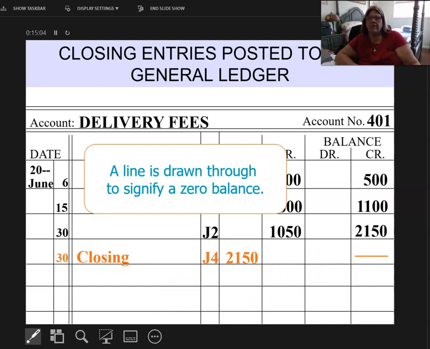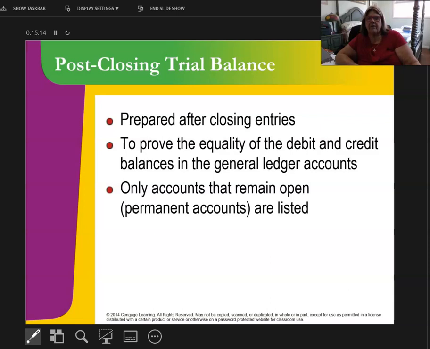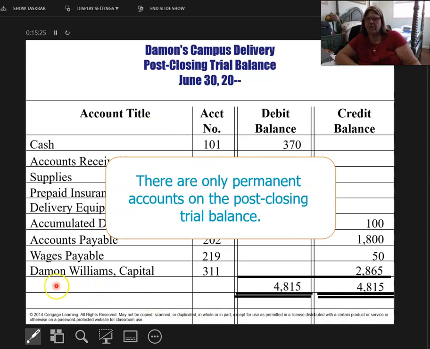Finally, after we post all of them to the ledgers, we're going to prepare a post-closing trial balance. I'm going to go over my 5-minute time, guys. I've got 6 slides. Okay, only accounts that are still open, only permanent accounts, will be on here. And so here's what it looks like. These are only permanent accounts. Notice that it stops after capital, so everything below this is a temporary account and will not be on here. So this is the end of my accounting process. And tomorrow morning on July 1st, we start all over again with the step process.